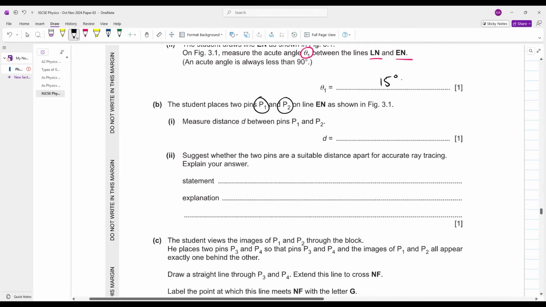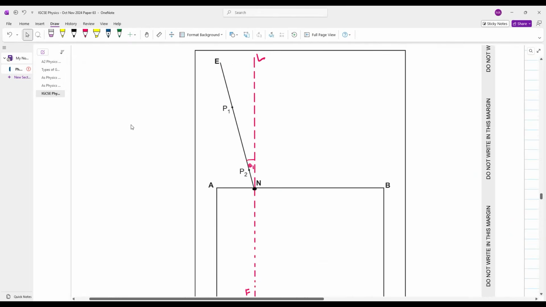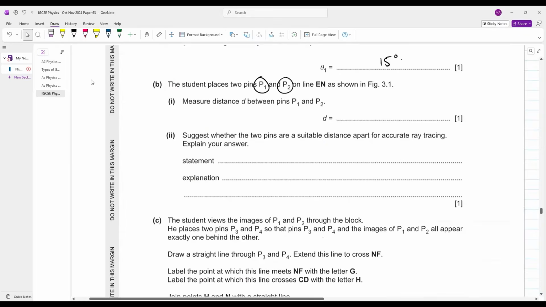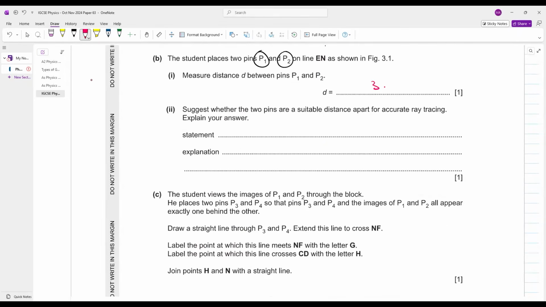The student places two pins P1 and P2 on line EN as shown in figure 3.1. Measure the distance between P1 and P2. What do you have to measure now? This distance between P1 and P2. I have again already measured this using a ruler. This comes out to be 3.5 centimeters. So let's write that down, 3.5 centimeters. Okay. Suggest whether the two pins are a suitable distance apart for accurate ray tracing. Explain your answer. Is this a suitable distance apart or not?